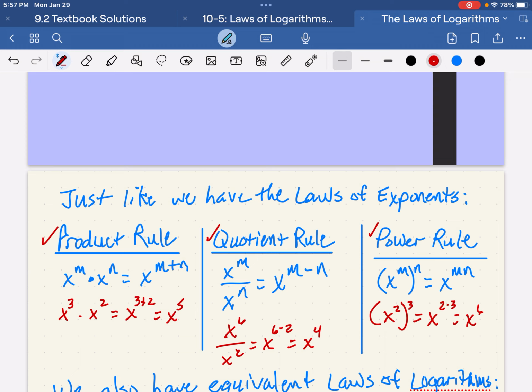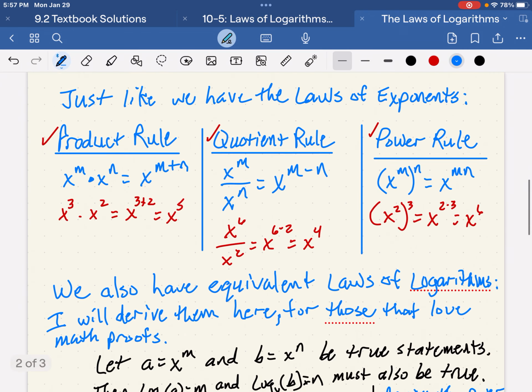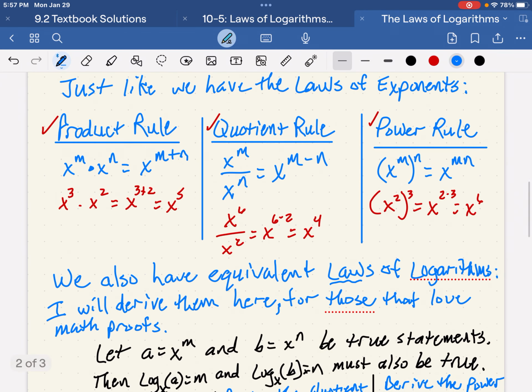So now, moving forward, we have equivalent, if you will, laws of logarithms. Now, for those of you who love math, I'm going to spend the next few minutes deriving these 3 laws. Those of you who don't like math as much as I do, just watch the next little bit. But for those of you who are math lovers, you might want to take notes. But everybody, at the end, there will be 3 laws of logarithms that you must know, and we'll show you how to put them to use.